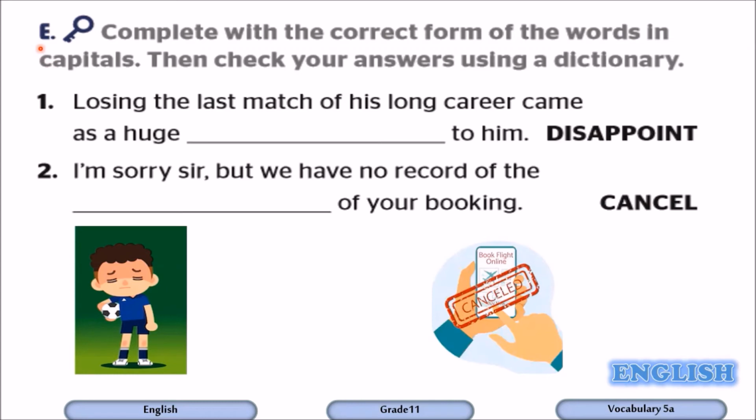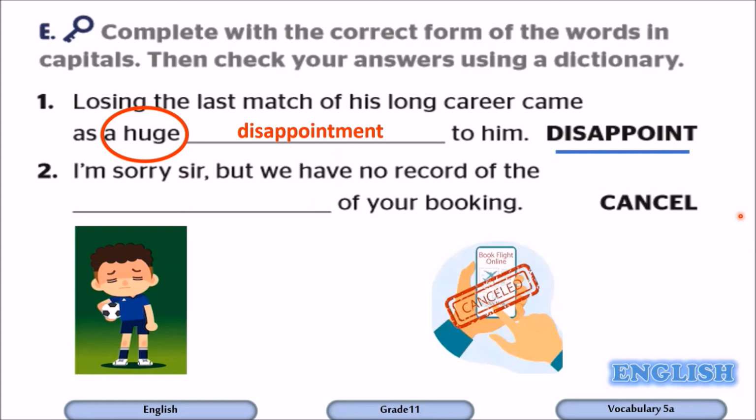Now let's practice. Complete with the correct form of the words in capitals, then check your answers using a dictionary. Losing the last match of his long career came as a huge to him. What do we need here? So we have disappoint. Disappoint is a verb. And as you can see, we have a huge. So a is the article, huge is the adjective, and the adjective here requires a noun. So the noun of disappoint is disappointment. So we add ment as a suffix.